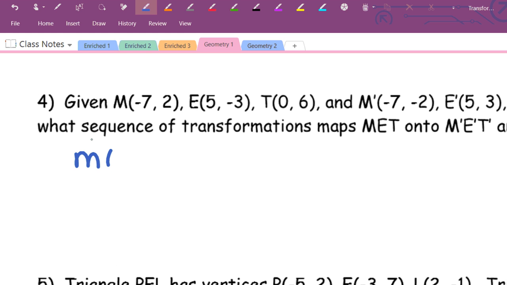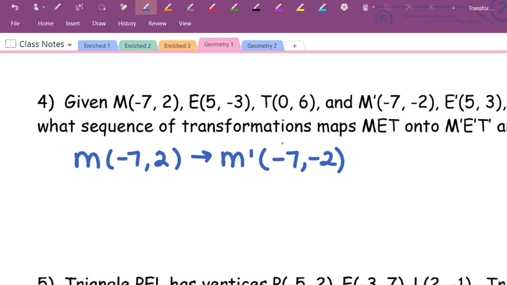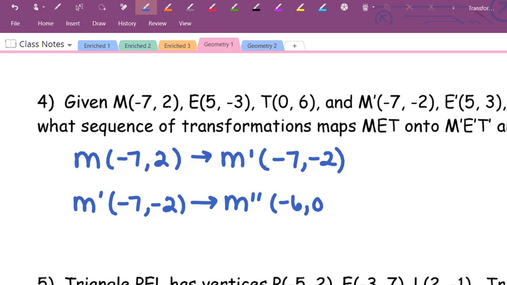We start off at M, which was negative 7, 2. And that got mapped onto M prime, which became negative 7, negative 2. And then M prime, which was negative 7, negative 2, gets mapped onto M double prime, which was negative 6, 0. That's looking at one individual point. You could do the same chain with the others.